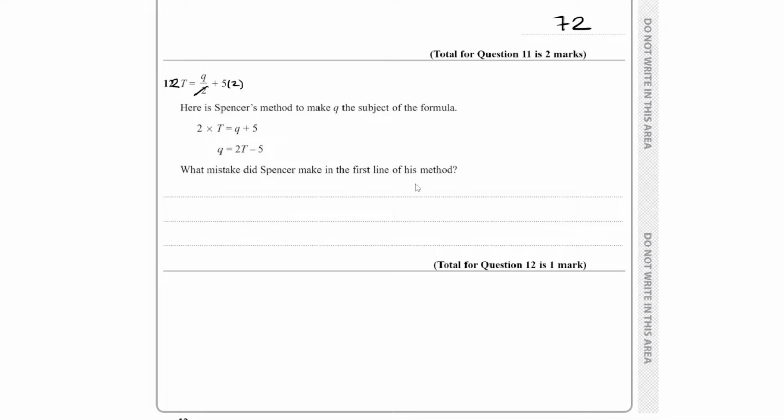Or you could even say, because if I were to do this myself, I'd probably subtract the 5 first. You could say he should have subtracted the 5 first. That would also work, wouldn't it? Let me have a look at the other options on the mark scheme.